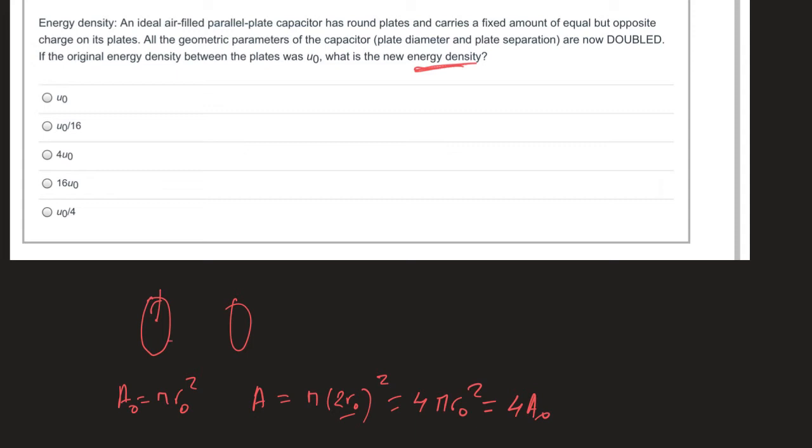The distance d you also double, so from d0 you go to a new distance that is 2 times d0. It's asking what happens to the density of energy. I thought at the beginning that it would not change. My reasoning was that the charge will not change, so the electrical field will not change. The density of energy is 1/2 epsilon naught E squared, so if the electrical field doesn't change, the density of energy will not change.